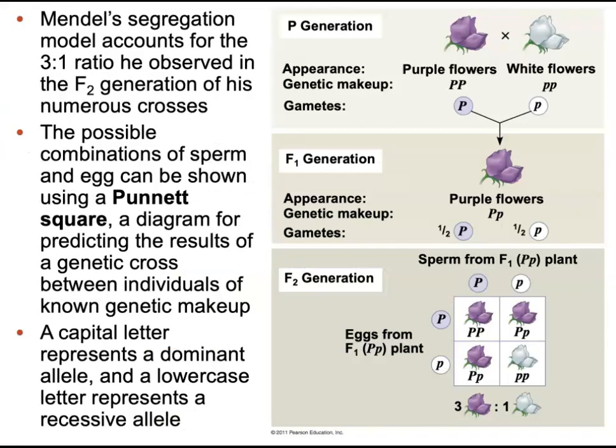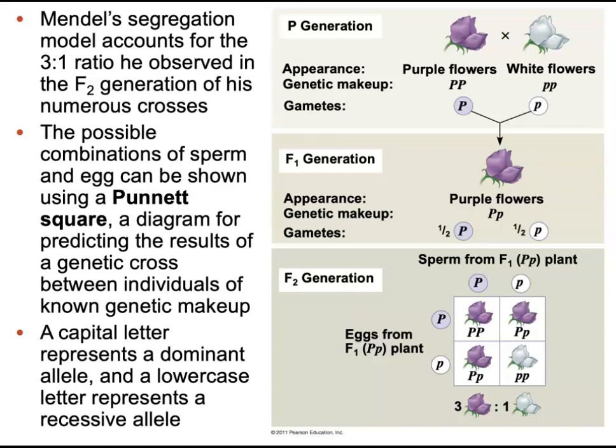Mendel's segregation model accounts for the 3-to-1 ratio he observed in the F2 generation of all of his crosses. The possible combinations of sperm and egg can be shown using the Punnett square, a diagram for predicting the results of a genetic cross between individuals of known genetic makeup. A capital letter represents a dominant allele, and a lowercase letter represents a recessive allele.